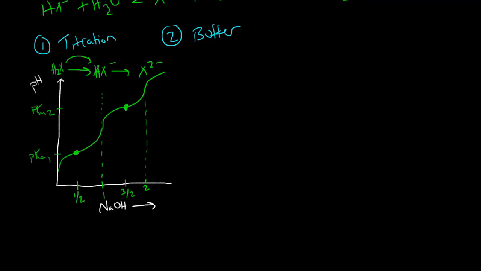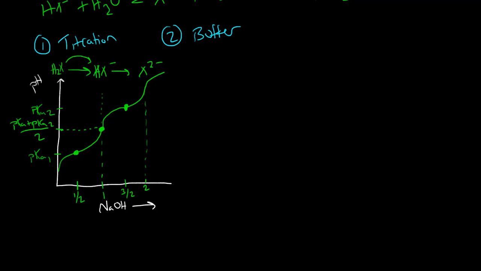And as it turns out, the pH at the equivalence point is exactly the average of pKa1 and pKa2. So this would be pKa1 plus pKa2 over 2. And that's how we can determine exactly what the pH is at this equivalence point.